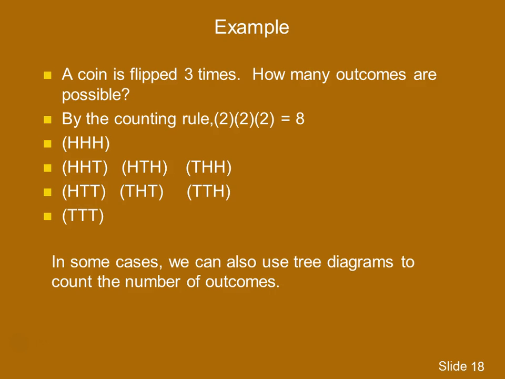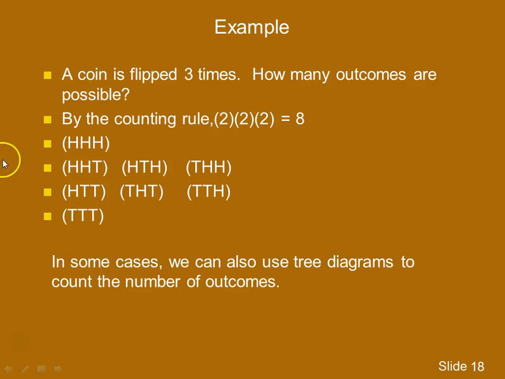Let's go back to flipping a coin. Let's say we flip a coin 3 times. How many outcomes are there? If we apply the multiple step counting rule, the first flip has 2 possible outcomes, the second flip has 2, the third flip has 2. 2 times 2 times 2 is 8. So there should be 8 total outcomes.